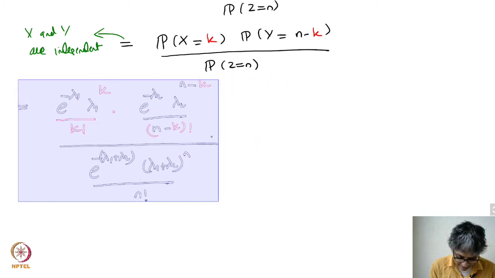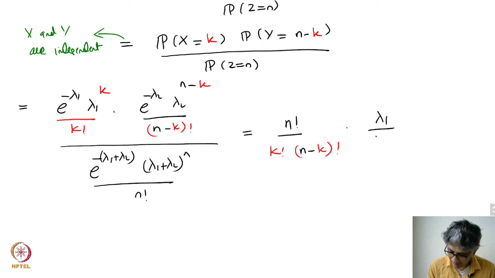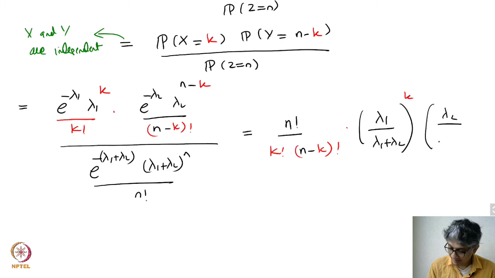So it is equal to this, and this is equal to, like I said, n factorial by k factorial, n minus k factorial, and then I have lambda 1 by lambda 1 plus lambda 2 to the power k, and I'll have lambda 2 by lambda 1 plus lambda 2 to the power n minus k.